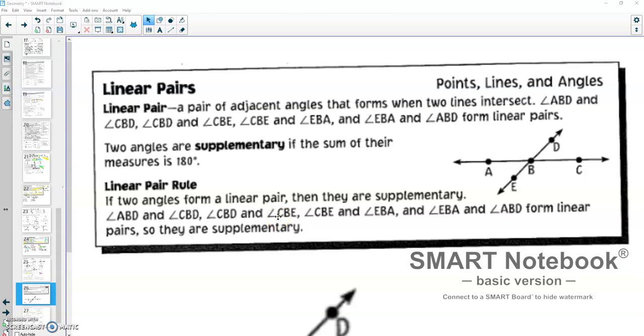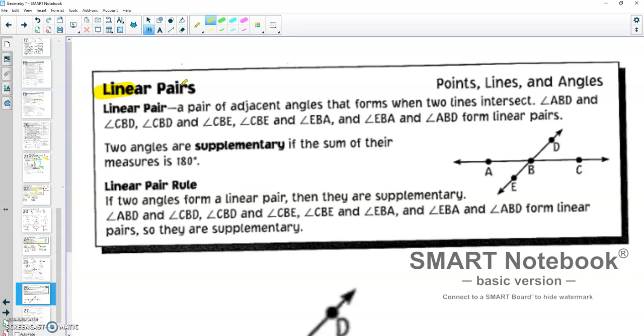Today we will be going over linear pairs. Okay, so before we even start, linear pairs. What word do we see in linear? Yeah, we see line. So it's something about a line and pairs. Pairs are generally two. So two of something and a line.